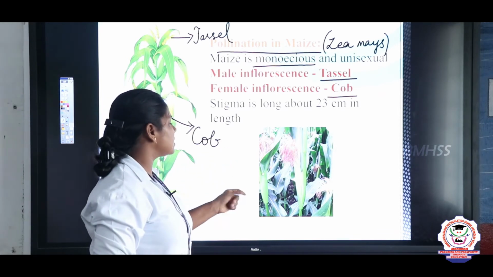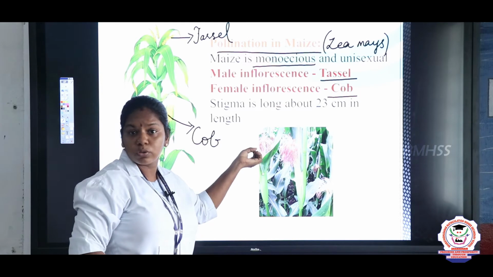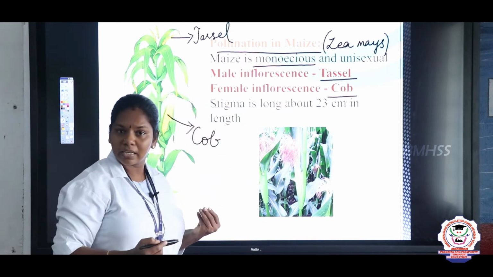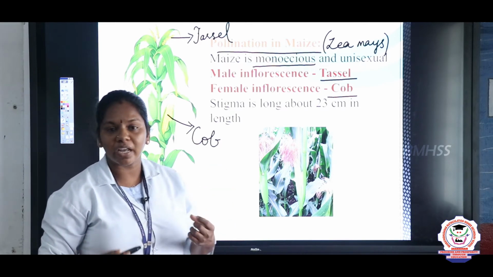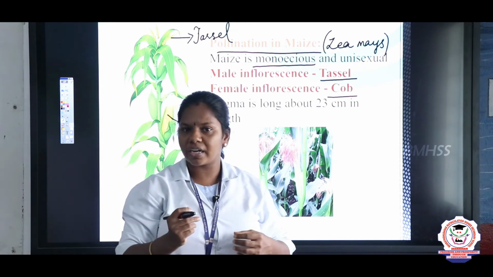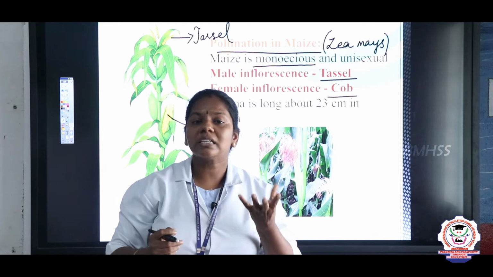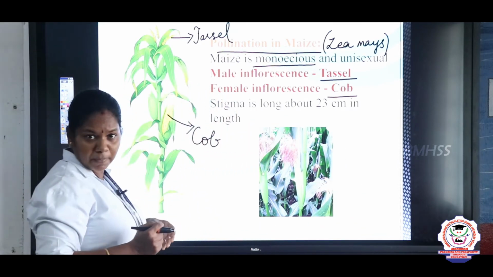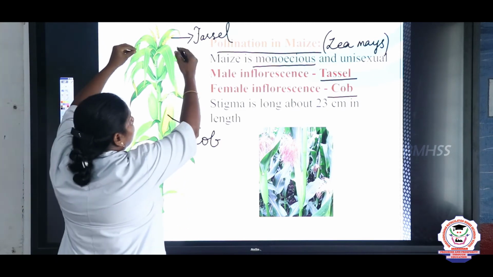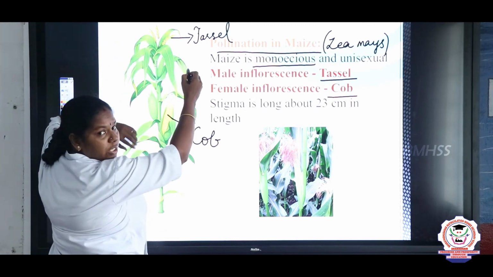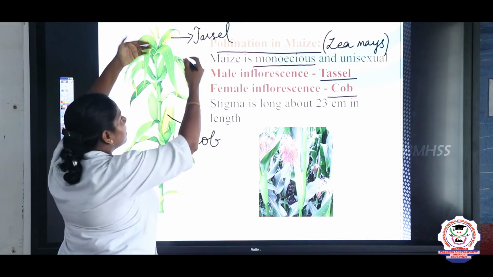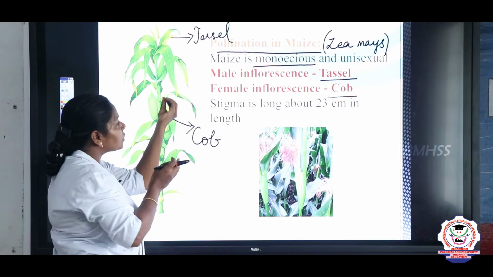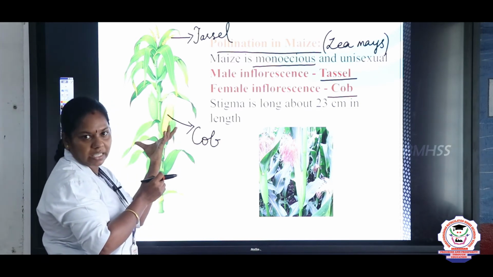And now we can see, children, how the pollination takes place. Here you see, children, the stigma is very feathery, right? If you buy a corn for eating, we can see a very feathery substance outside it. That is the stigma. Why is it feathery? Because it is a wind-pollinated plant. When the pollen grains mature, due to the force of wind, the pollen grains fall on the female flower, on the stigma.